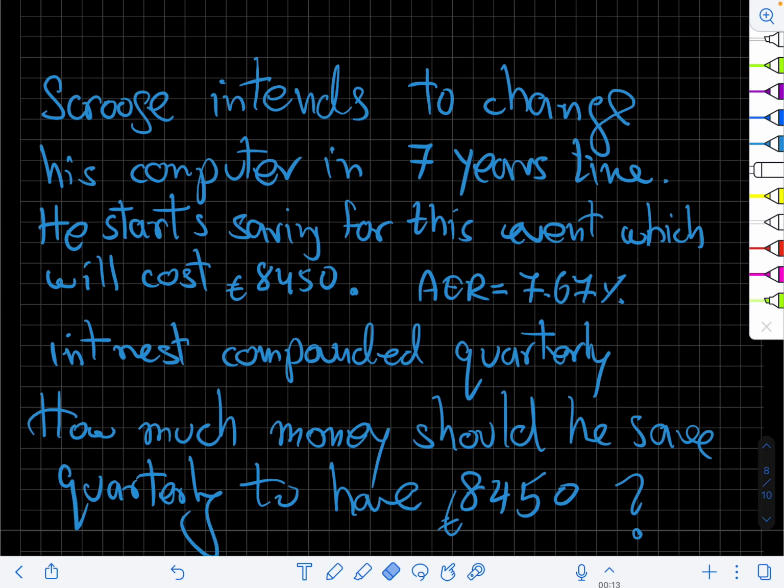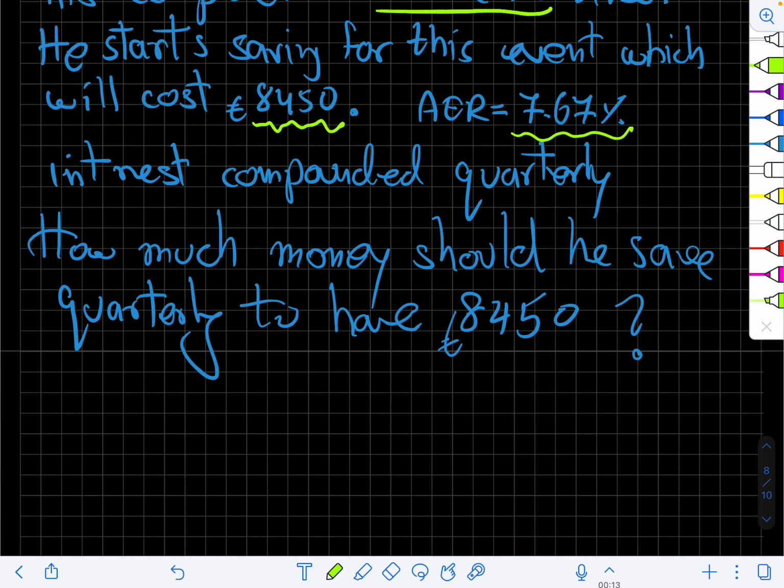Here's the question. Scrooge intends to change his computer in 7 years' time, and he starts saving today. The computer is going to cost him €8,450 in 7 years' time. The annual equivalent interest rate is 7.67%, compounded quarterly. He wants to do quarterly savings, and the question is, how much does he need to save quarterly in order to get this amount?